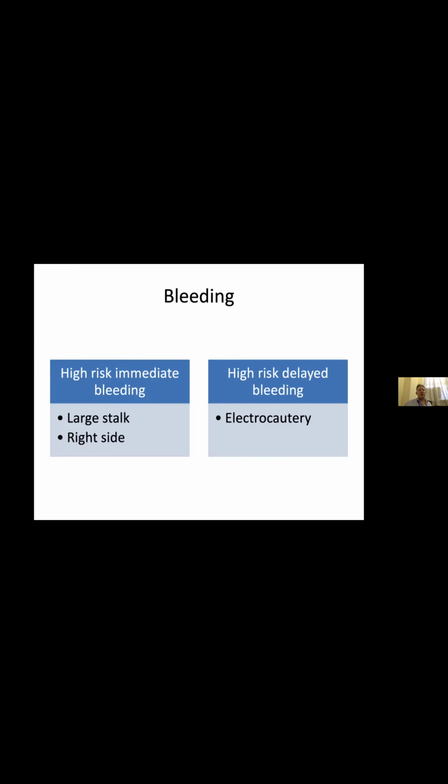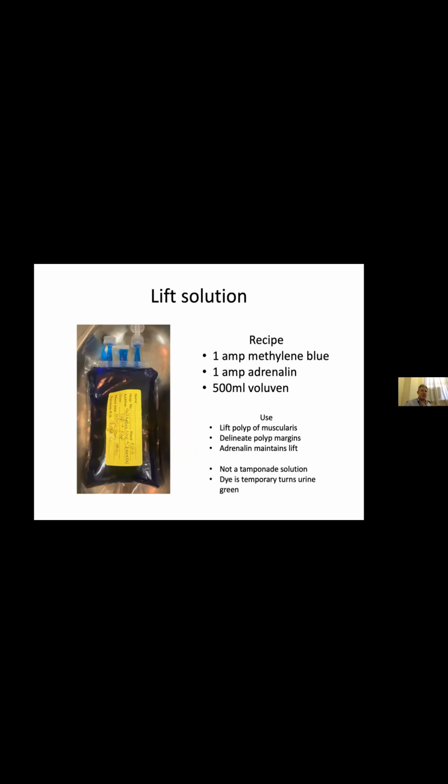When we're talking about bleeding, it's important to discuss the difference between lift solution, tamponade solution, and tattoo, because there's a lot of confusion about them. So this is lift solution. This is how we do it. It's essentially 1 amp of methylene blue, 1 amp of adrenaline, 500 mils of Voluven. We use it to lift the polyp off the muscularis and delineate the polyp margin. The adrenaline stops the liquid dissipating. That's why we use Voluven as well. It dissipates more slowly, and so the adrenaline really maintains the lift.